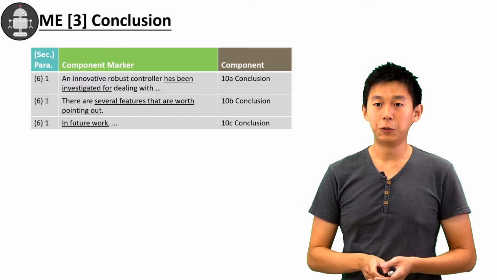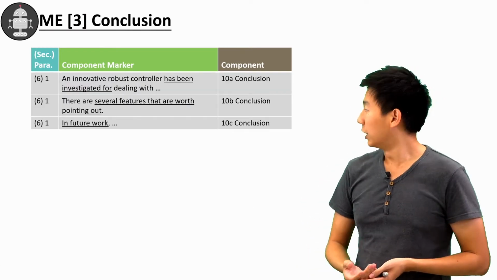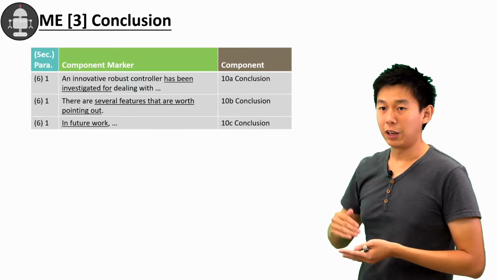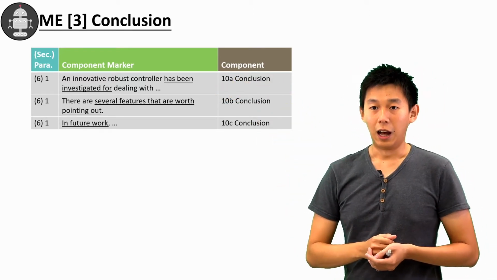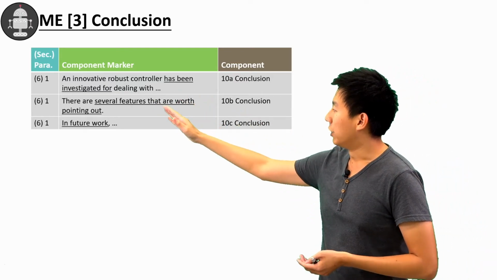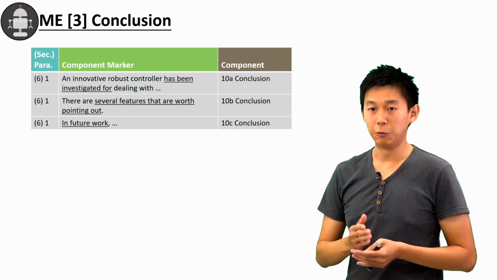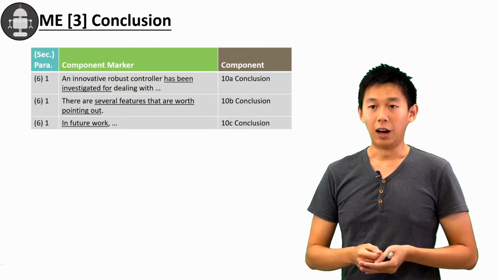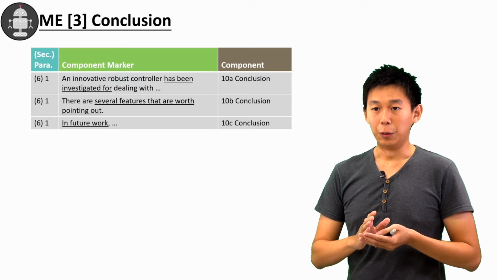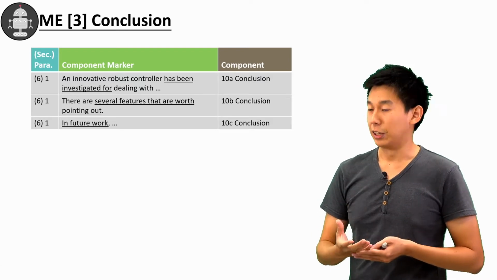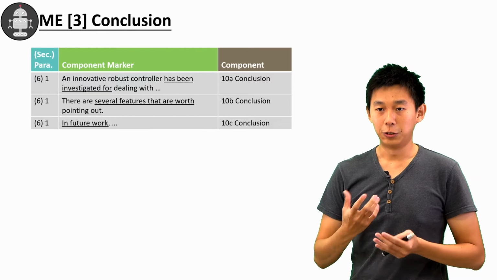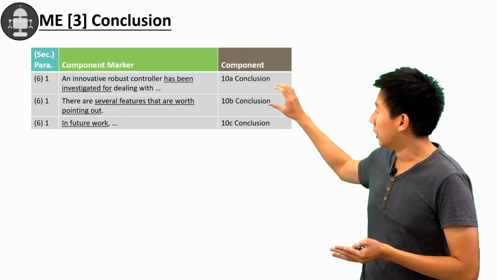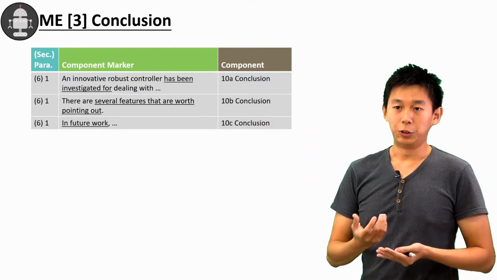Right now, we will move to the conclusion divisions. In this part, we separate into three types. Okay, let me explain the first one. They say an innovative robust controller has been investigated for dealing with some things. This paper is trying to propose and investigate this kind of controller. So this one is considered a summary. So this type shows the summary.